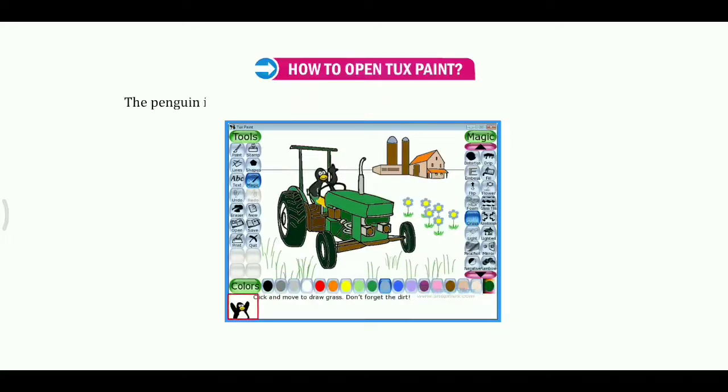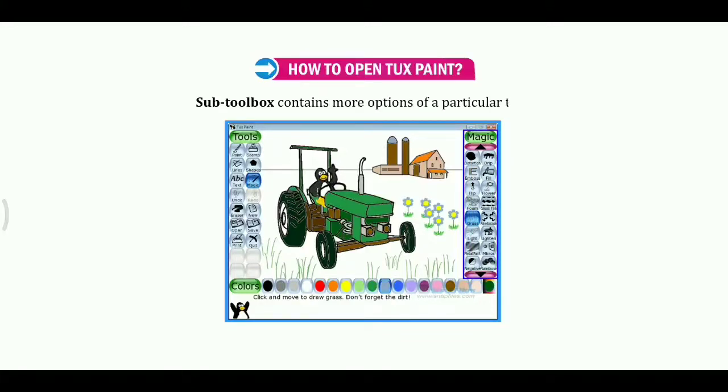The penguin is your friend. It tells the proper method of using the selected tool. We have 17 fixed colors and one choice color. SubToolbox contains more options of a particular tool.